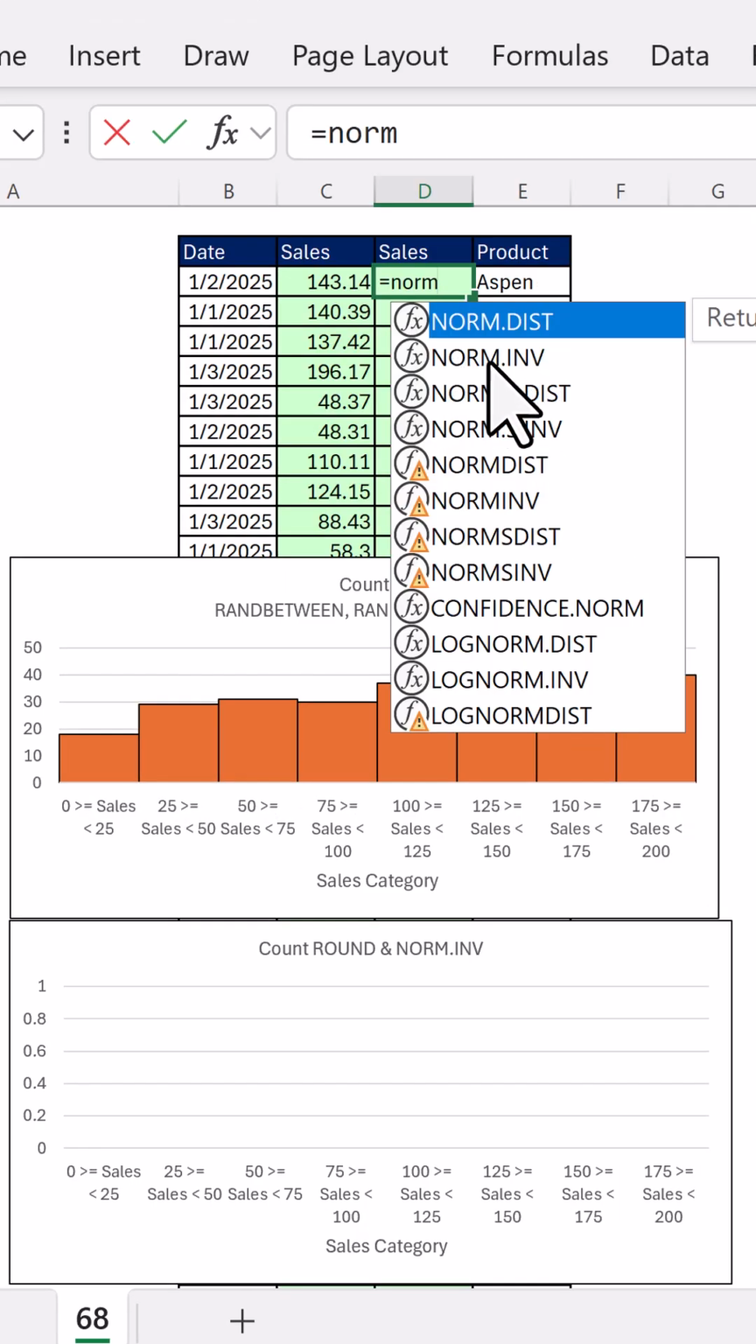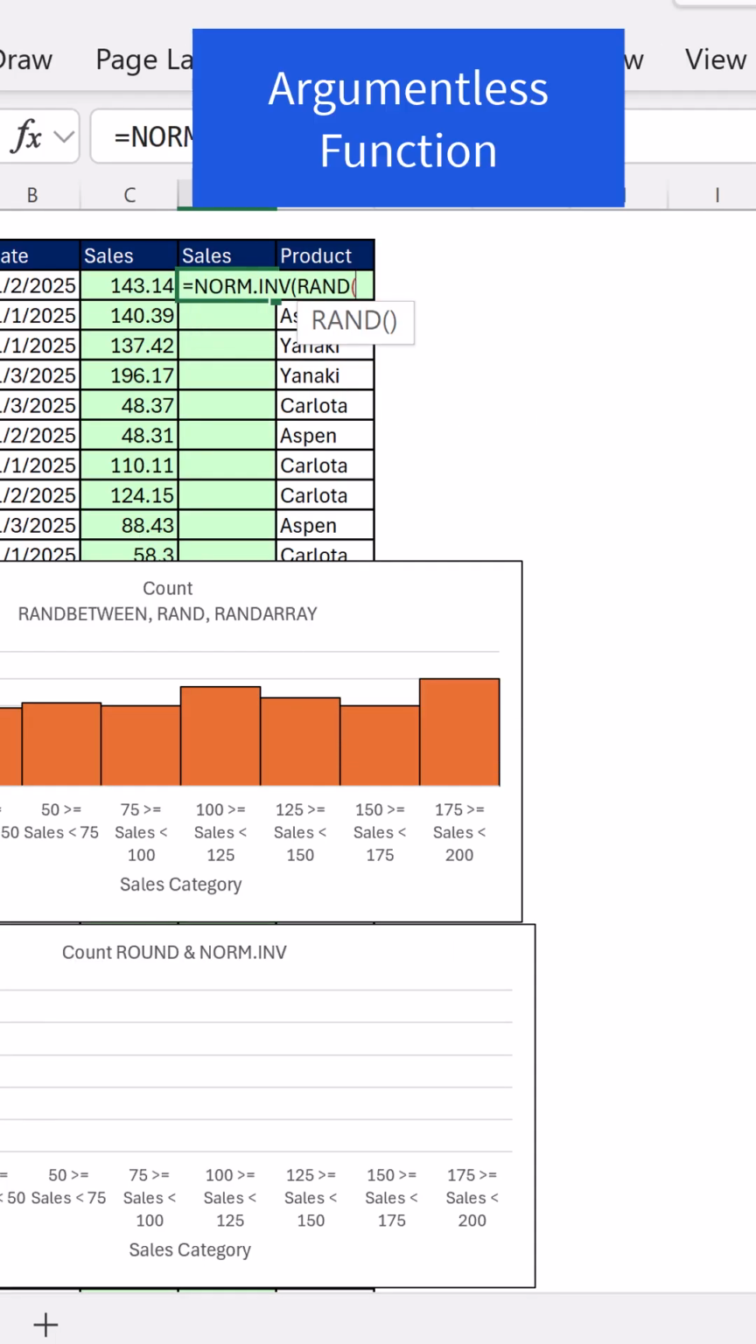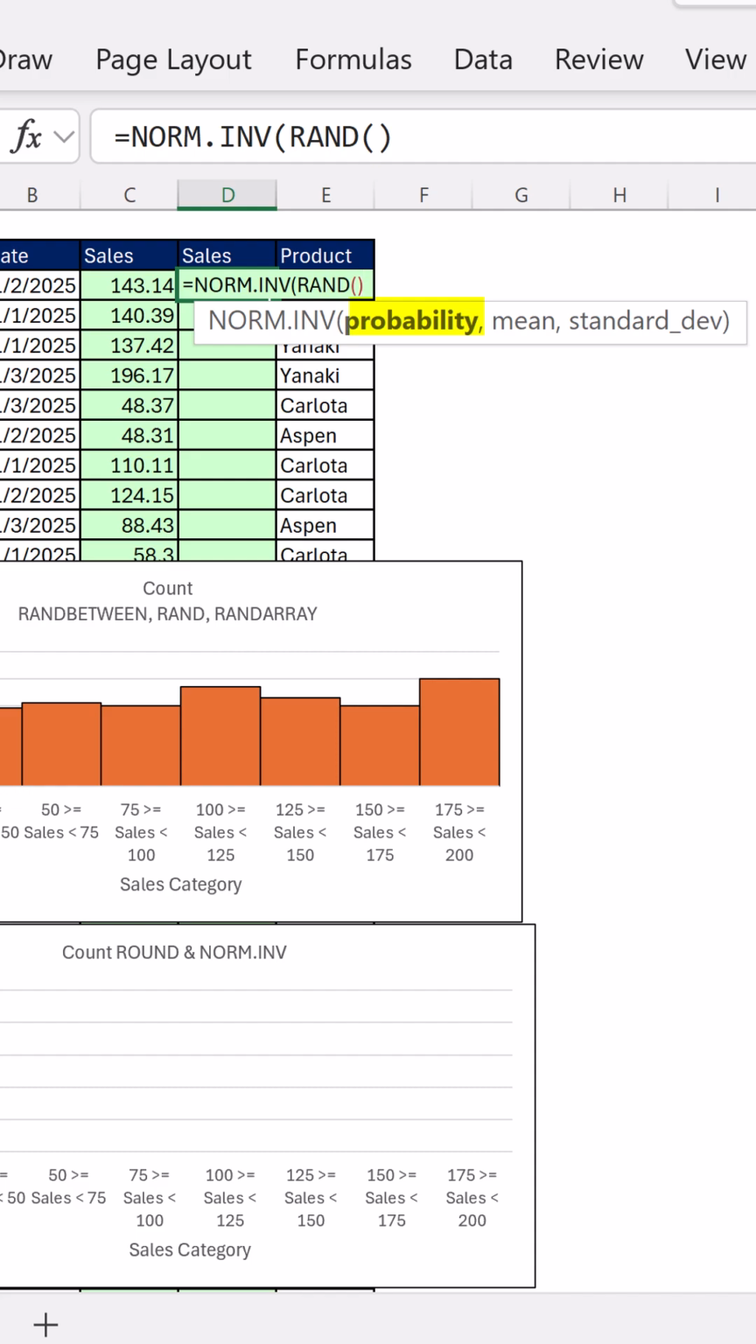Now, to randomize in a Bell distribution, NORM.DIST means we give it a value and it gives us probability, but we want a value, so we use NORM.INV. Now, for probability, we are going to use RAND, and it will deliver the probability. That means 0 to 1 over a uniform distribution.